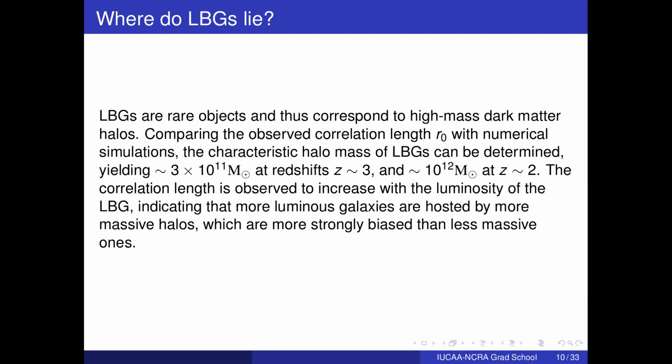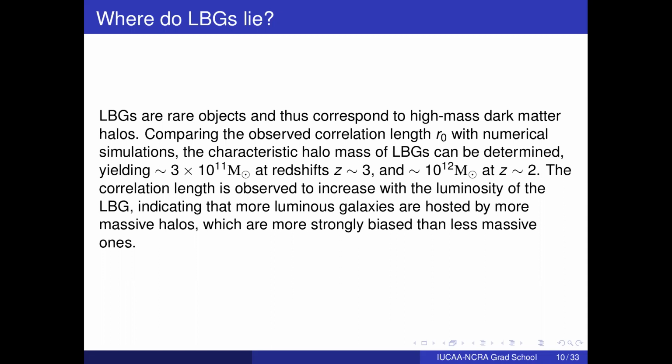So what can you do? You can measure the clustering. You can measure the correlation function of Lyman break galaxies at redshift 3. Remember it's a power law with a characteristic slope and a characteristic R0. Measure the R0. Compare the observed correlation length R0 with numerical simulations of dark matter halos. And then you will be able to say, okay, these Lyman break galaxies are all lying in these kind of halos. And therefore, you can then determine the characteristic halo mass of Lyman break galaxies.